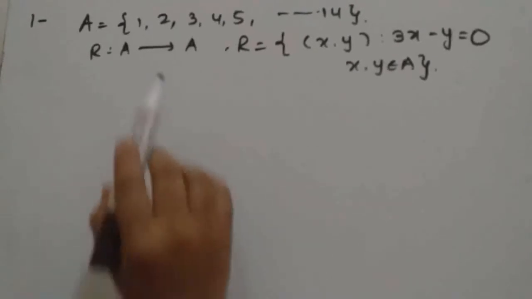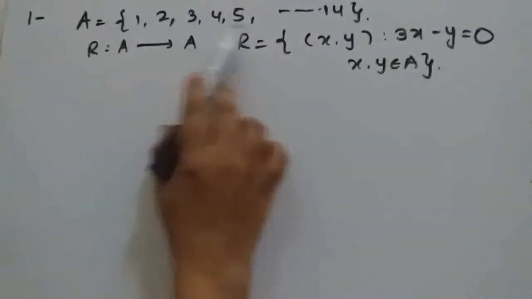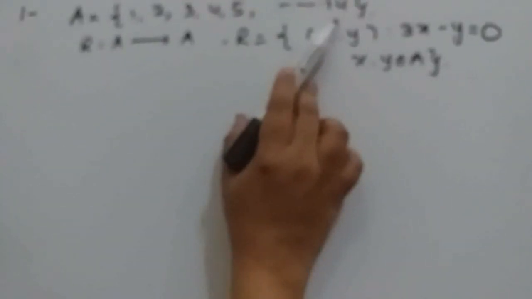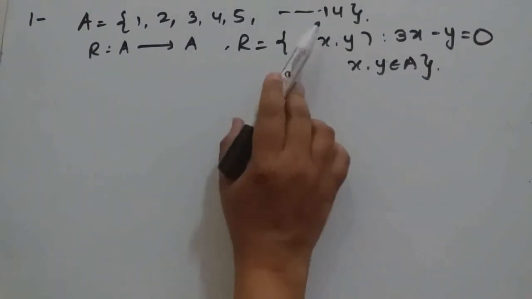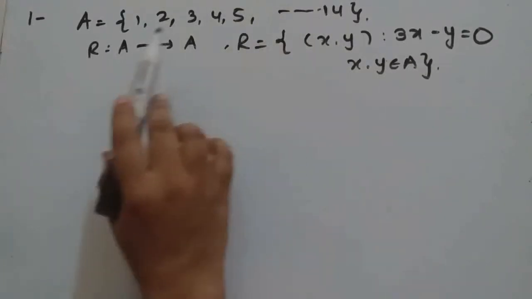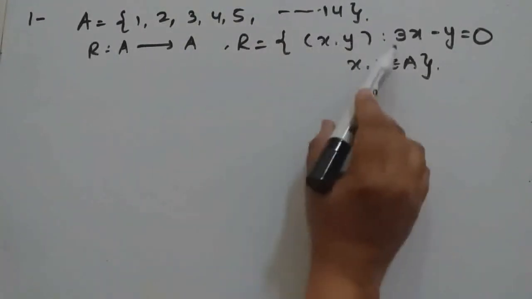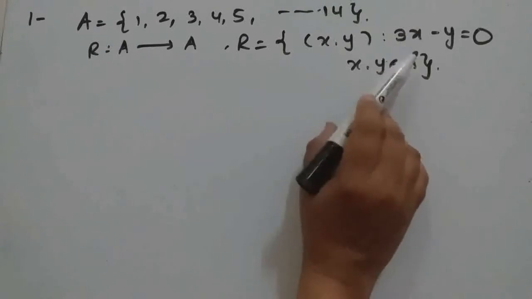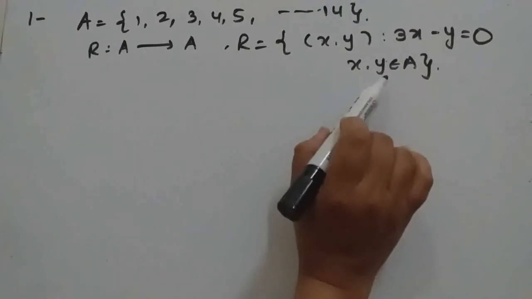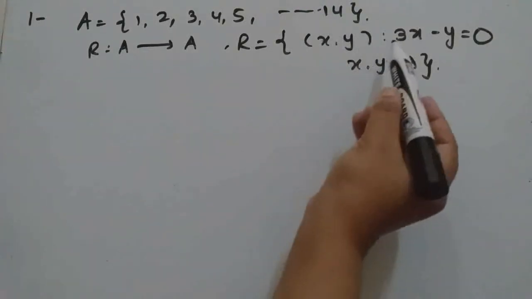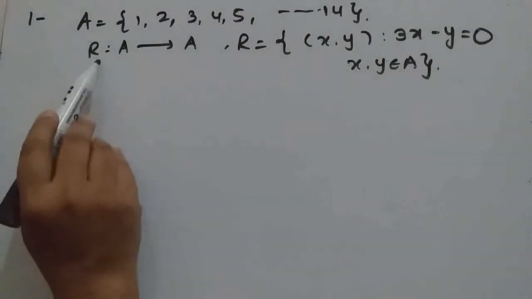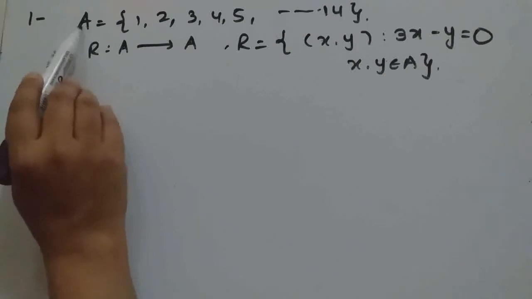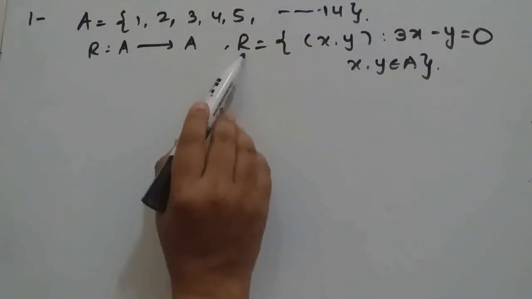Question 1 is: a set A is given, it consists of 14 elements. Then a relation from A to A is defined by this, given in set builder form. Then find the domain, codomain and range. So from the relation, no need to find A cross A. We know R is a subset of A cross A, but no need to find A cross A. Only R we will find here. Okay, how many elements will R contain.